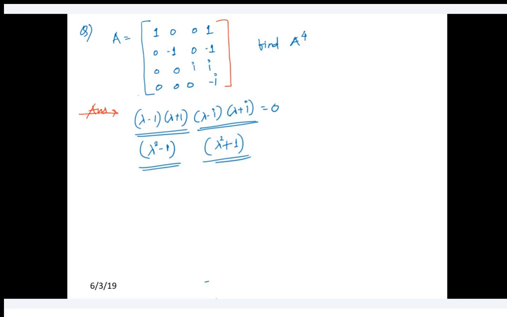Equal to 0. So according to the Cayley-Hamilton theorem, every square matrix satisfies its own characteristic equation. So I can write it as A raised to the power 4 minus I equal to 0. This implies A raised to the power 4 equal to I. That's all. It's very simple.